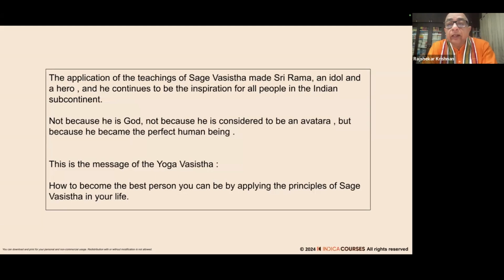But the fact is that he is the Maryada Purushottam. He became a perfect human being. And the message that we have in the Yoga Vasishta for each one of us is how to become the best person you can by applying the principles of Sage Vasishta in your own life. Because at the end of the day, while it may be the story of Rama that inspires us, each one of us would want to make ourselves higher than what we are today.